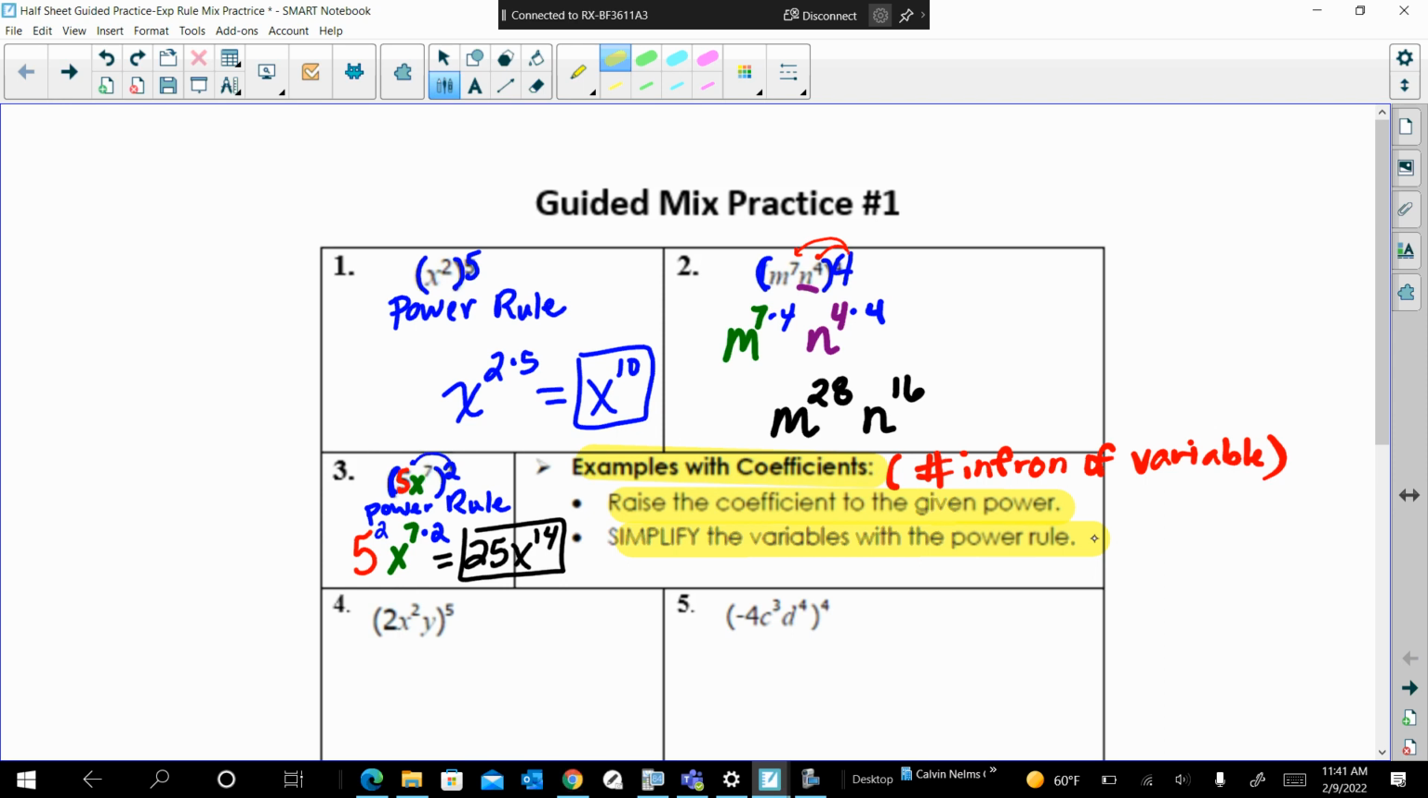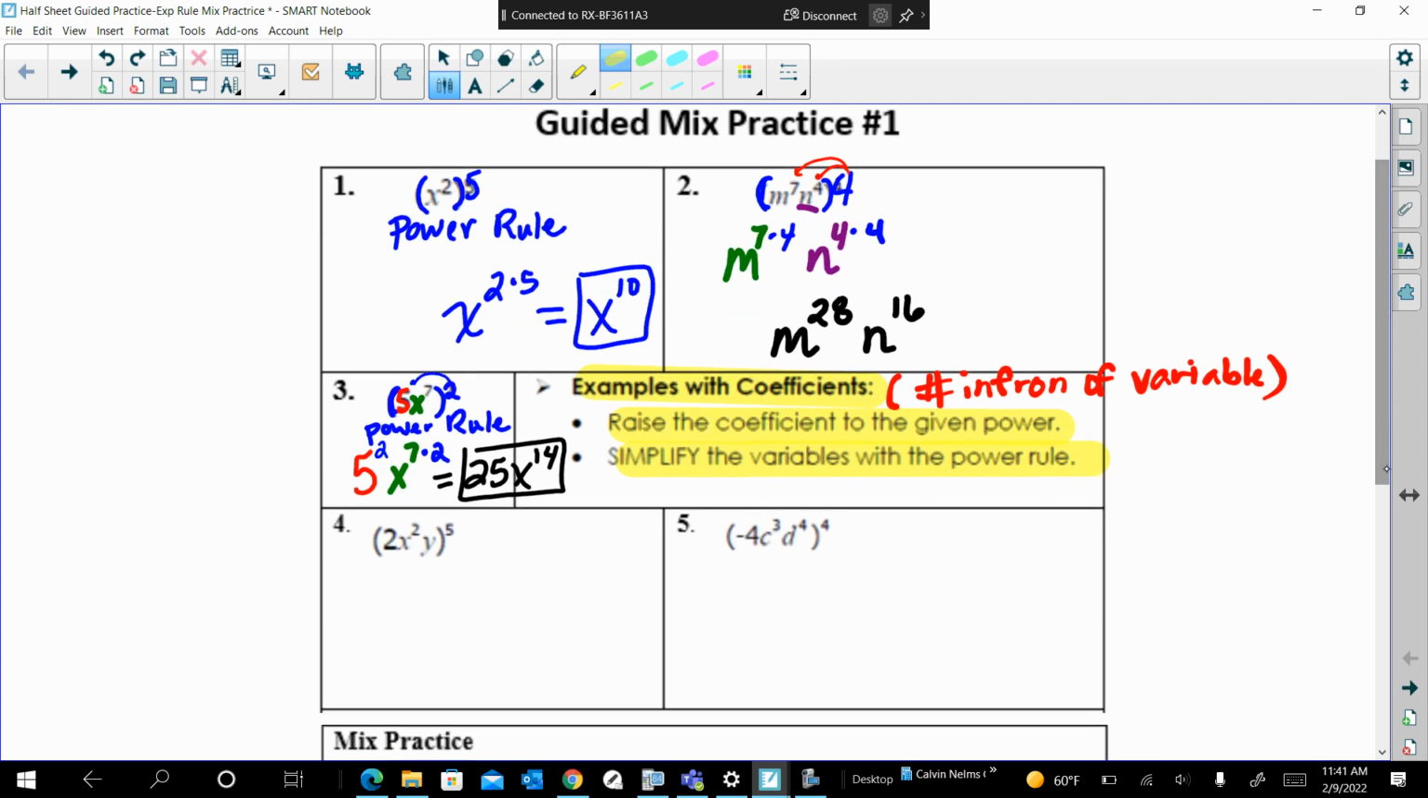So, do we have a coefficient on number 4? Do you have a number in front of the variable? I'm talking about letters, guys. Yes. What is that number? 2. 2 is the coefficient. We have parentheses, and we have the 5 outside the parentheses. So we take that 2 and we raise it to the power of 5. Then we do each variable with the power rule.